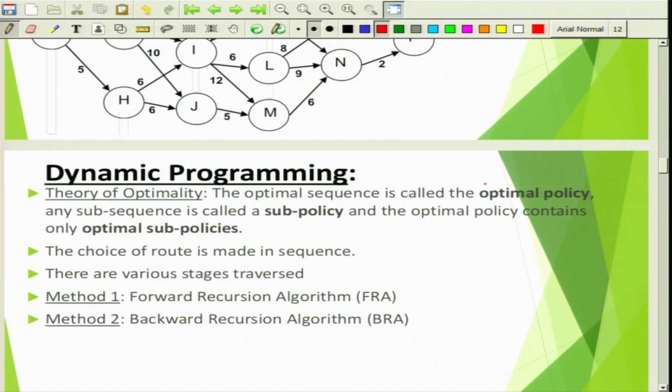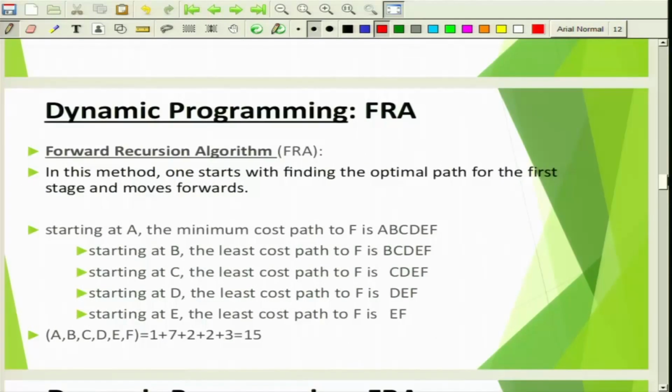The first method is the forward recursion algorithm, and the second method is known as the backward recursion algorithm, right. So we will take first the forward recursion algorithm to understand how this problem can be solved. In this method, one starts with finding the optimal path for the first stage and moves forward. At every stage I will find the best possible optimal path, that means I am finding a suboptimal policy at every stage, and ultimately if you put them together you will get the overall optimal policy, right.